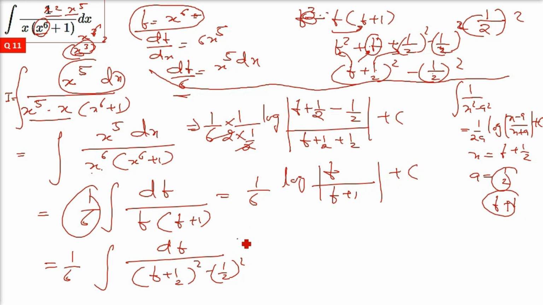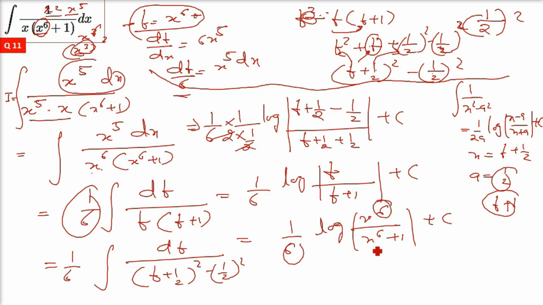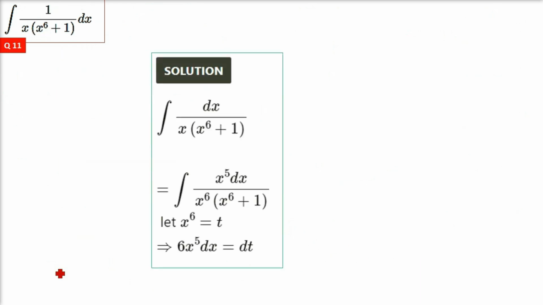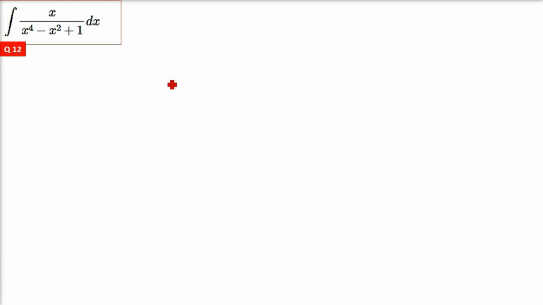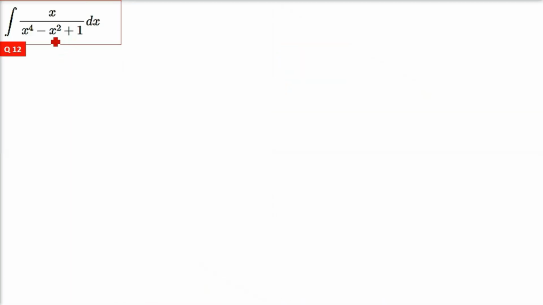And what was t initially? It was x raised 6. Now replace it. 1 by 6 log of x raised 6 divided by x raised 6 plus 1 plus constant of integration. That's your final result. Okay, this is the way you are going to write it. This is for your reference, because how to solve is also important, along with knowing that we are solving it with a certain approach.